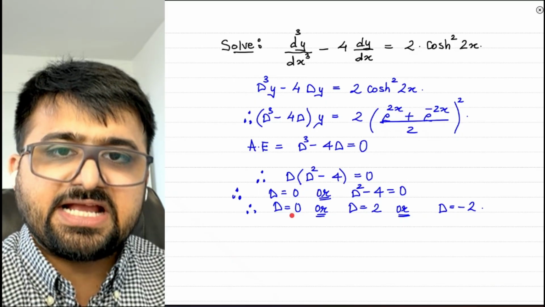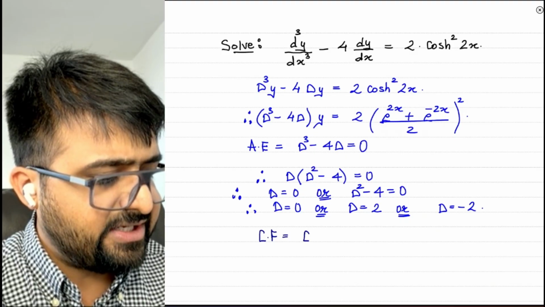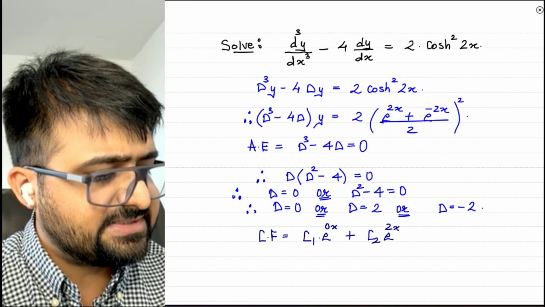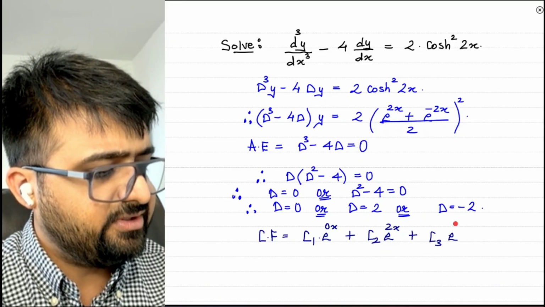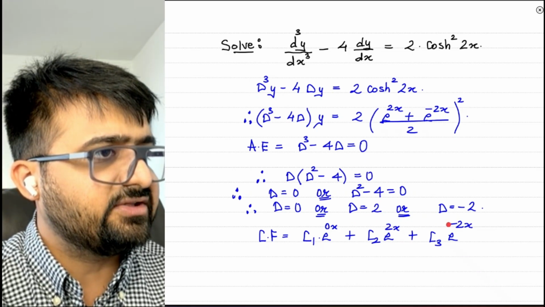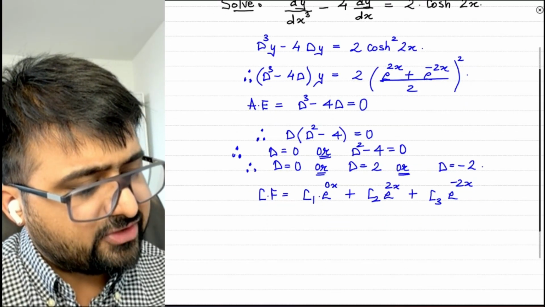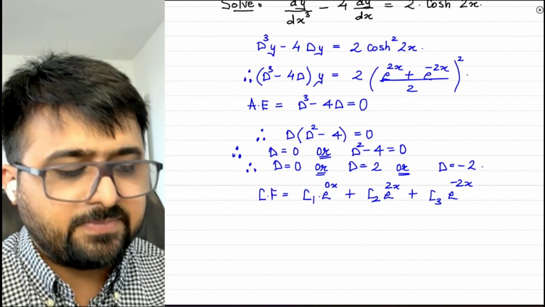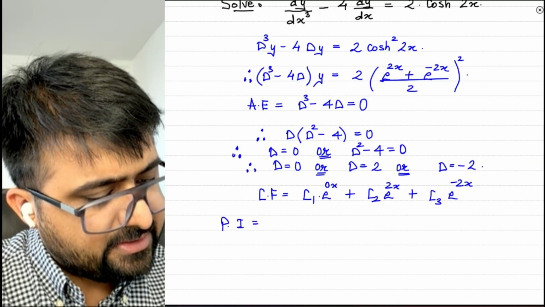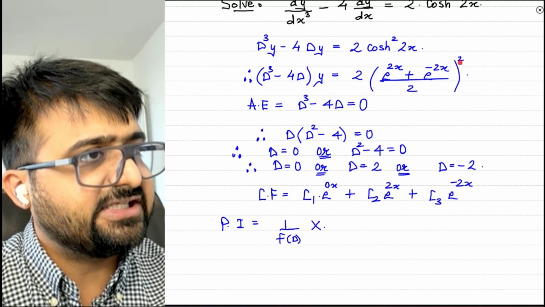So since we have three unique rational values, our complementary function is given by c1 e to the power 0x plus c2 e to the power 2x plus c3 e to the power minus 2x. Okay, that's the complementary function. It's always the first root, second root, and third root if there are three unique rational values. All right, now let's find the particular integral, or PI. In order to find it, we can say PI is 1 upon F(D) of capital X, and that capital X is nothing but this function right here.